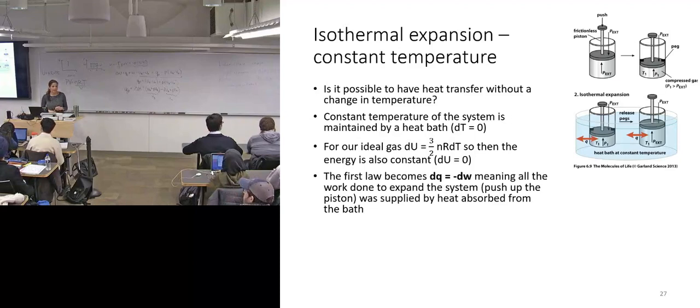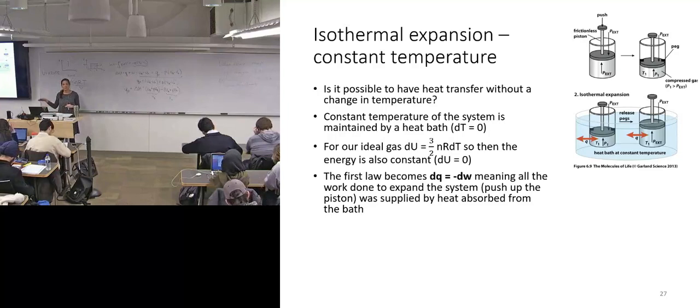Our first law becomes something like this, okay? Because the dU piece is 0. So dU equals dq plus dw. We can move dw to the other side, and now we have heat is equal to negative work.